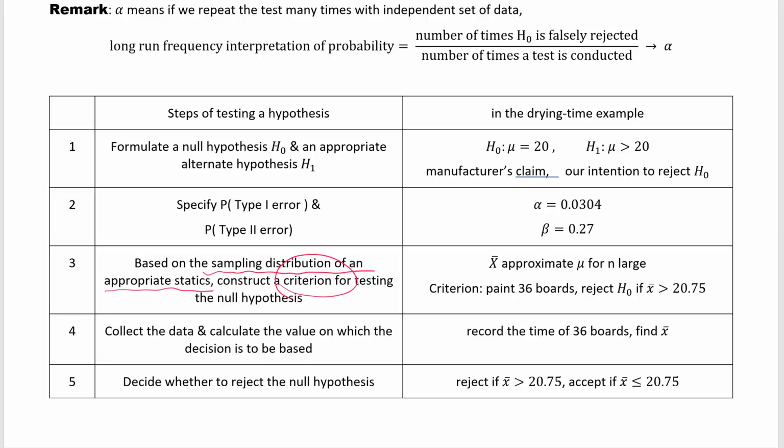In our drying time example, we record the time for 36 boards and find the sample mean. We reject the claim if the sample mean is greater than 20.75, and we accept the claim if the sample mean is less than or equal to 20.75. So far, so good. Those are the 5 steps of testing a hypothesis.